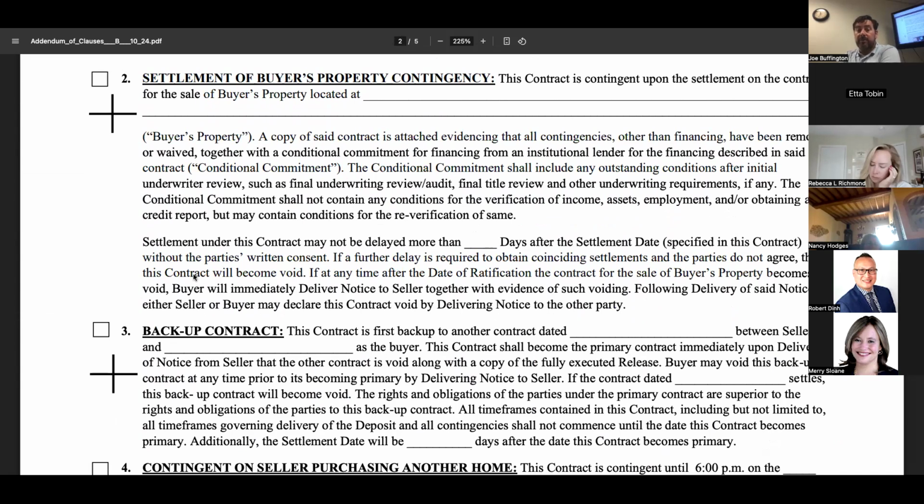So this is one where you're submitting a copy of the ratified contract with all contingencies other than financing being removed or waived, with a conditional commitment for financing. Again, it defines what that conditional commitment is based on GCAAR's definition. And then settlement, again, we use the same paragraph. Settlement may not be delayed more than, again, I recommend 1 to 7 days. Probably 3 is the right answer, without prior written consent.